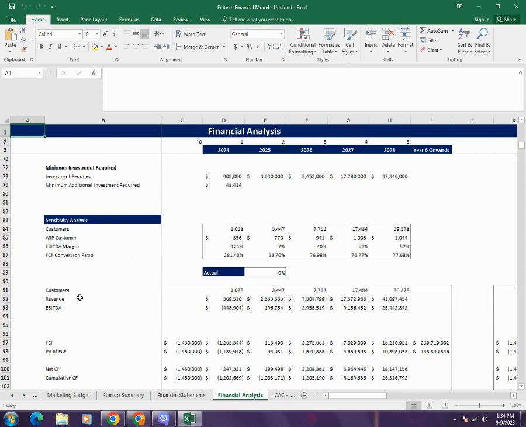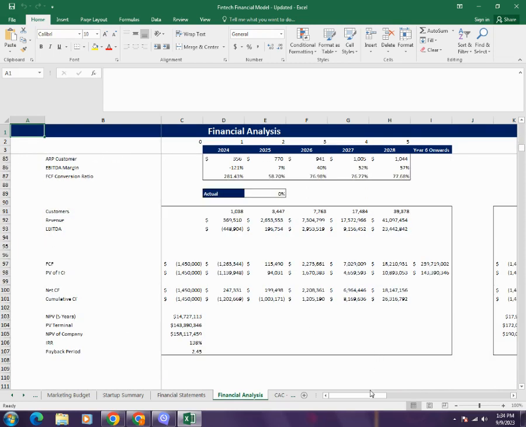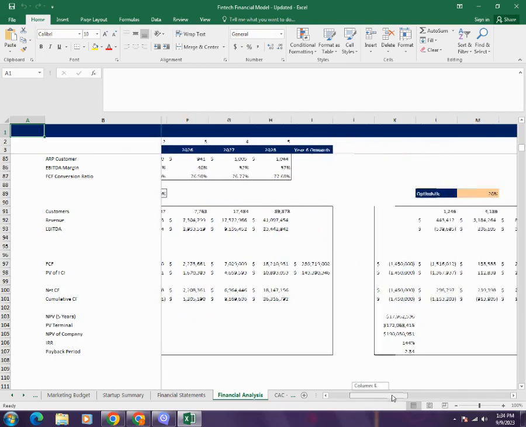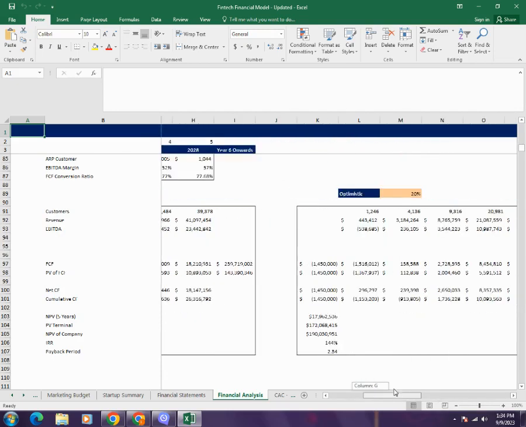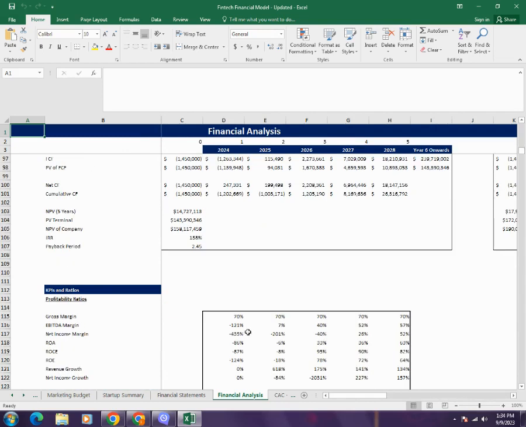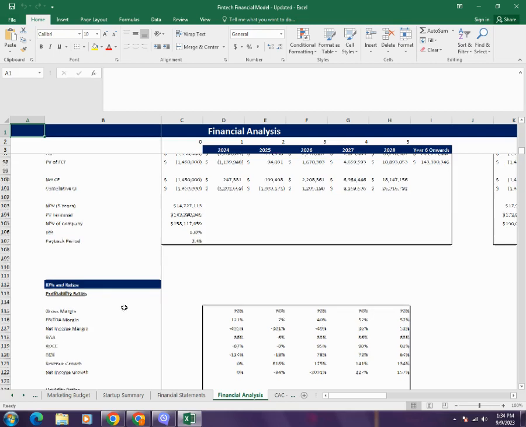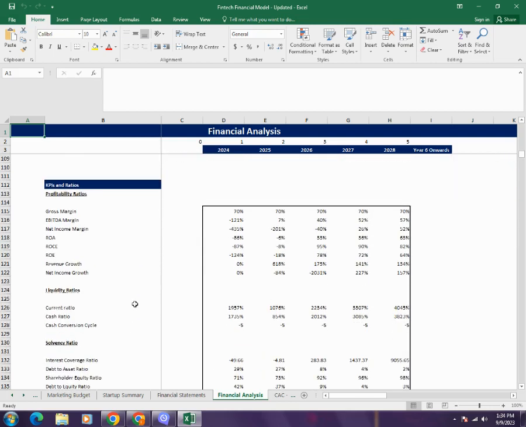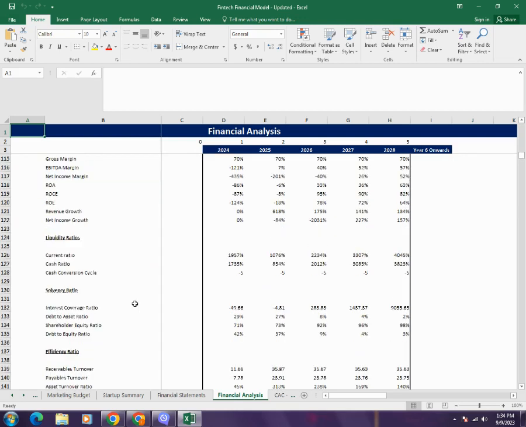Then comes the sensitivity analysis. The sensitivity analysis highlights three main scenario-based analyses that are optimistic, pessimistic, and actual, and gives you the payback period of the company. Then comes the KPIs and ratios. These are all the financial ratios of the company. To make financial decisions, these ratios are really important.